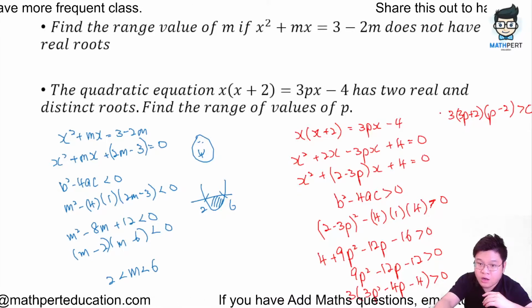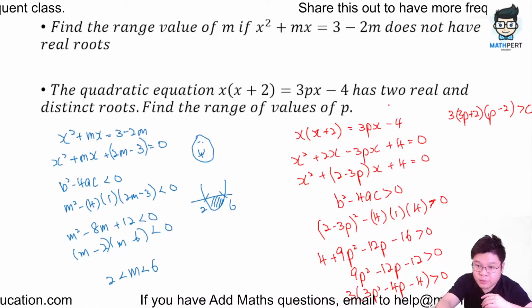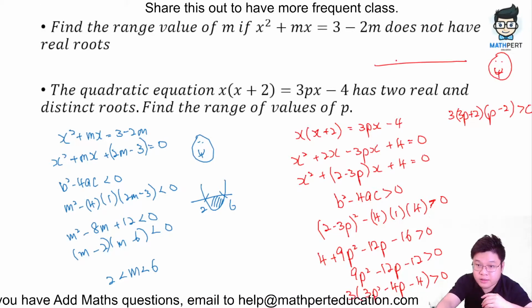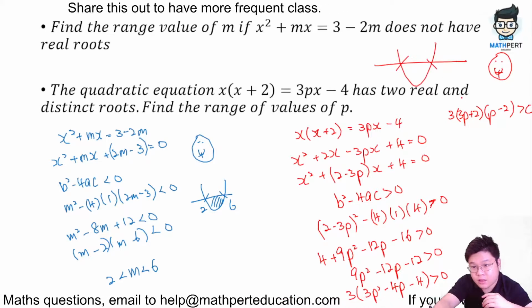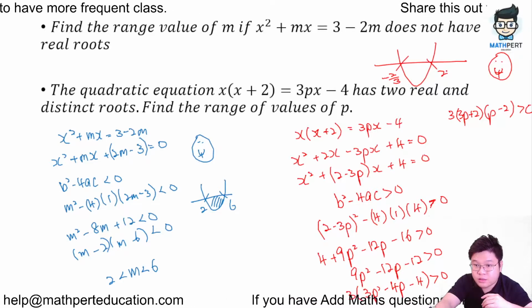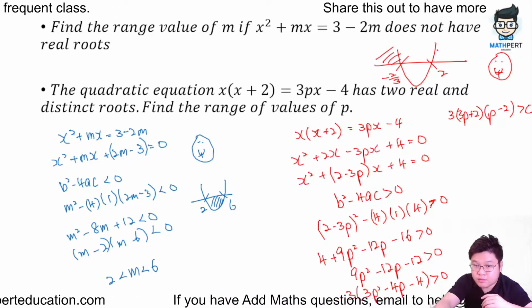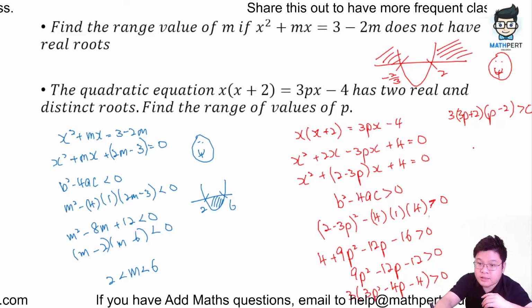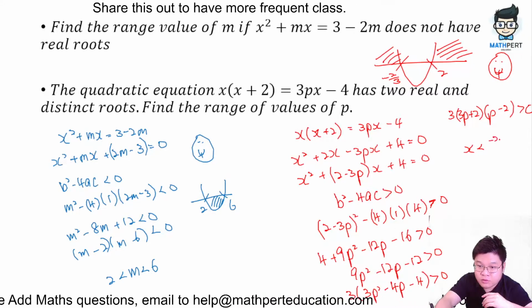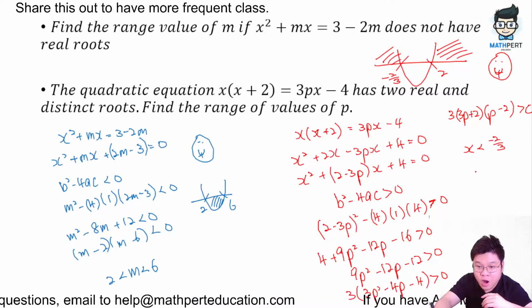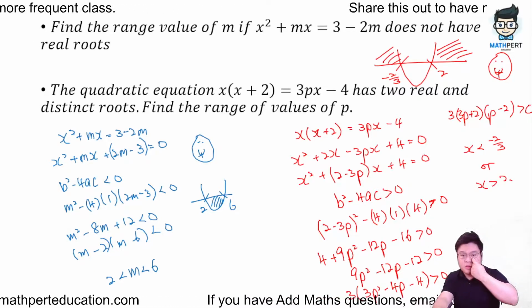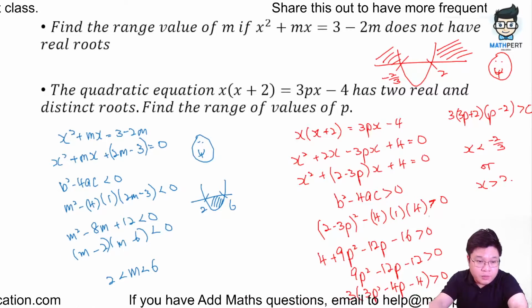So the curve, this one is positive, so like this. Your graph will be, this will be 2, this will be negative 2 over 3. So greater than 0 is on top. Meaning p is less than negative 2 over 3, or p is greater than 2. Right? So let me check the chat.